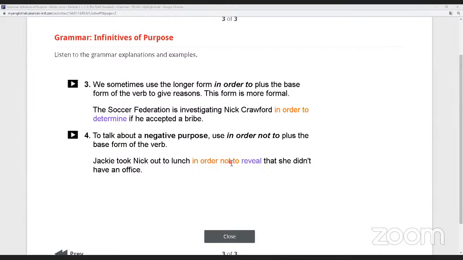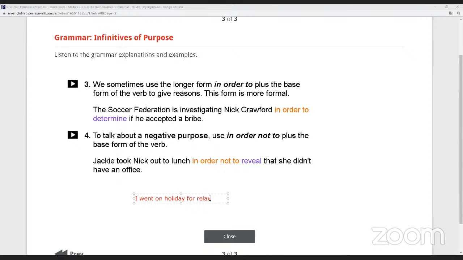This is a common mistake, so you have to be careful in this part. In many languages we use for plus the infinitive to give reasons, and it happens in our language, but in English, no. We don't say, for example, I went on holiday for relax. That's incorrect. The use of the preposition for is incorrect. We sometimes try to translate, and that's terrible, because we're going to have an incorrect translation.